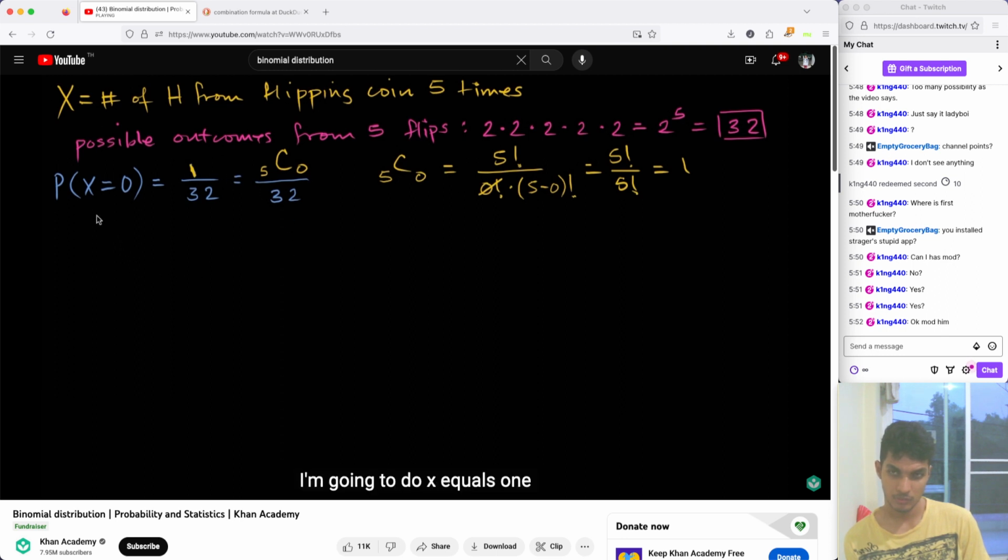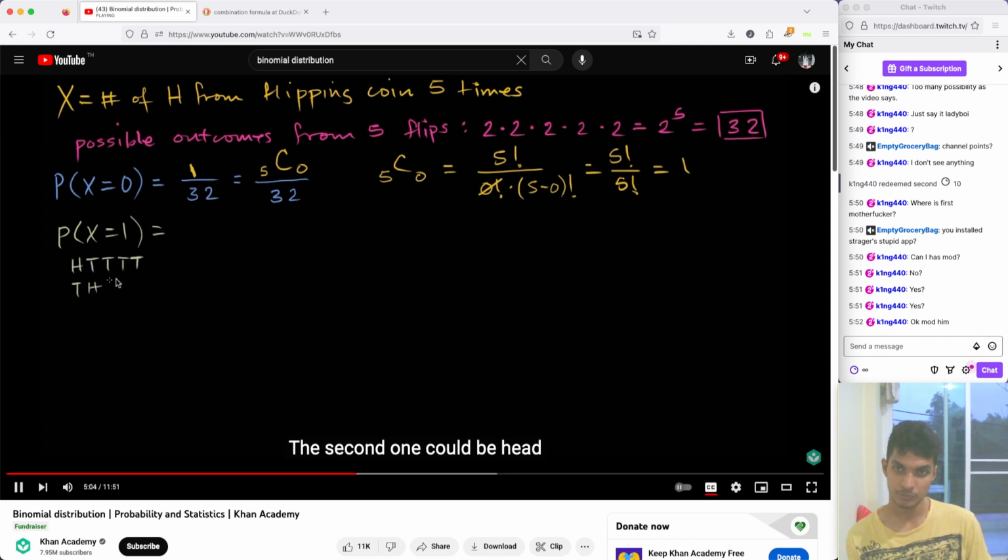So let's keep going, and I'm going to do x equals 1 all the way up to x equals 5, and if you are inspired, and I encourage you to be inspired, try to fill out the whole thing. What's the probability that x equals 1, 2, 3, 4, or 5? So let's go to the probability that x equals 1. So the probability that x equals 1 is going to be equal to, well, how do you get 1?